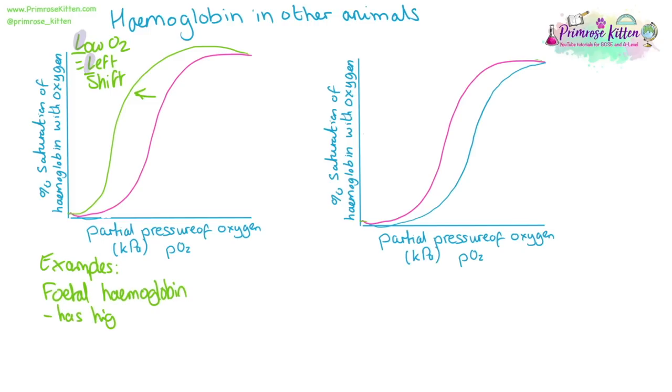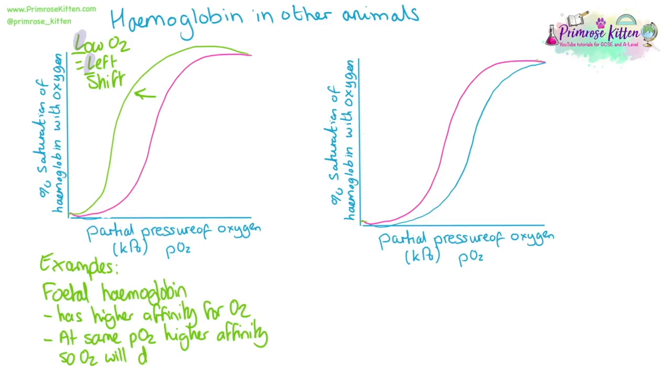The example of this that is one of the most common is fetal hemoglobin. Fetal hemoglobin has a higher affinity for oxygen, which it needs to, because otherwise, at the same partial pressure of oxygen, the oxygen would not dissociate from the mother's hemoglobin and associate with the fetal hemoglobin. So it needs to have a higher affinity than adult hemoglobin, because otherwise oxygen would not transfer from the mother's blood to the fetus's blood in the placenta.